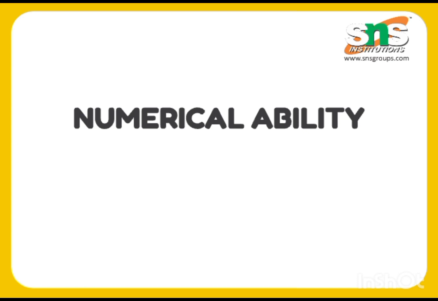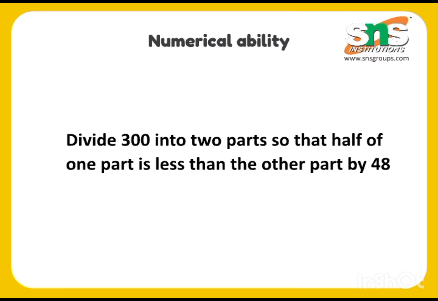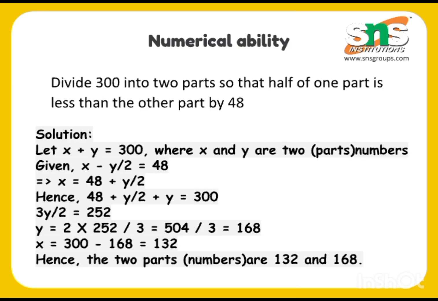Okay, the first question is: divide 300 into two parts so that half of one part is less than the other part by 48. Here we have two different parts. When you add the two parts, that will be equal to 300, and the given statement is that half of one part is less than the other part by 48. Now we will see how to frame an equation here.